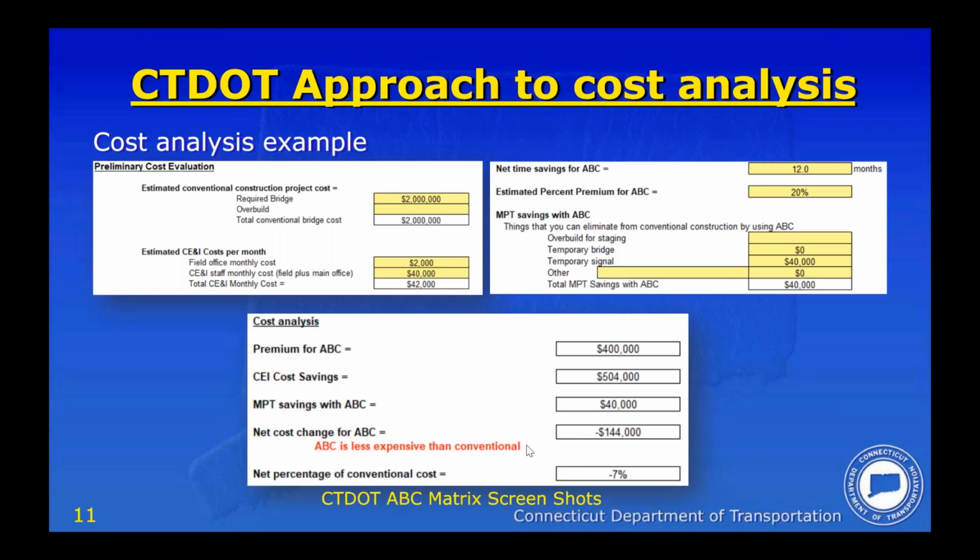So our net cost for ABC is minus $144,000. What that tells us is the ABC is less expensive than the conventional construction. And the reason why is the 12 months associated with the savings in ABC times our monthly CE&I costs and office rental of $42,000. So in this screen alone, you see the ABC yielded a net savings in real dollars and cents.